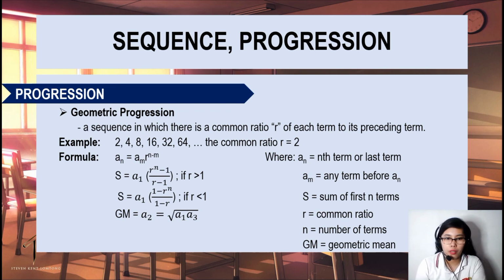Now, for the formulas, a sub n is equal to a sub m times r raised to n minus m. Then, to find the sum of the progression, that's a sub 1 multiplied by r raised to n minus 1 over r minus 1 if the ratio is greater than 1. But if the ratio is less than 1, so a sub 1 multiplied by 1 minus r raised to n over 1 minus r. Then the geometric mean, a sub 2, that's equal to square root of a sub 1, a sub 3.